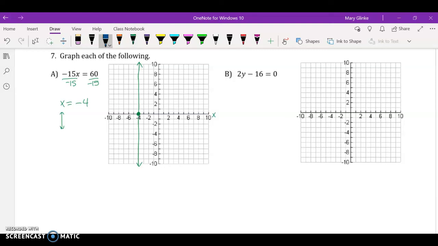My next one here, we can go ahead and solve for y. So I'm going to add 16 to the other side and divide by 2. So the line I'm really trying to graph is y equals 8. So I'm going to go to my y-axis and put a point at 8. Since it's y equals, it's going to be horizontal, so it's going to go across that way.